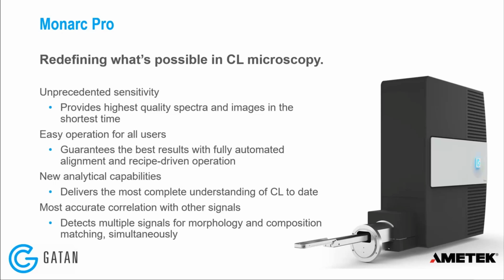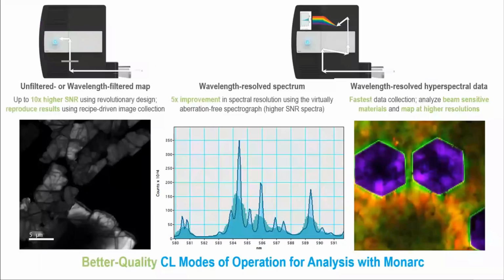But let's start and look at the first bullet point on this slide, where we talk about the unprecedented sensitivity of the tool. Here are very much the same samples that I showed you on a previous slide about the common modes of operation for CL, but this really demonstrates the improvement in the quality of the data that you can collect with the Monarch detector. So a vastly improved signal to noise ratio in our images, sharper spectra, so taller and narrower peaks, able to resolve much more information, able to then perform hyperspectral mapping or spectrum imaging at a much faster rate, or analyze materials which are more beam sensitive, for example, fluorescent materials.